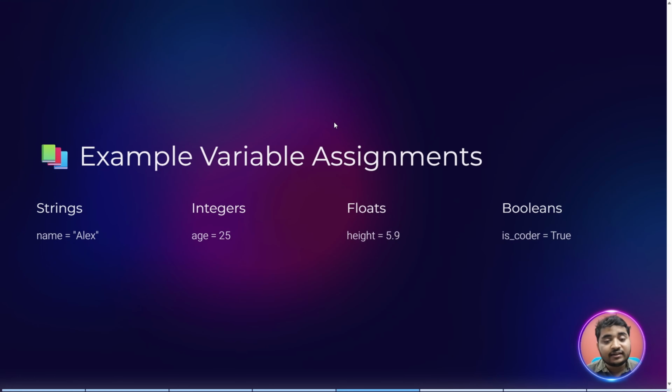Now these are the examples of how you assign these kinds of variables. You can see how we are assigning a string. We have kept the string in double quotation, but you can keep a string in double or single quotation in Python. For the integer, I have just mentioned age to be 25. Height I have also mentioned, and it is a float because it has a decimal point. And for Boolean, you can see is_coder, and I have mentioned True. This is how we do simple assignments of the different data types.